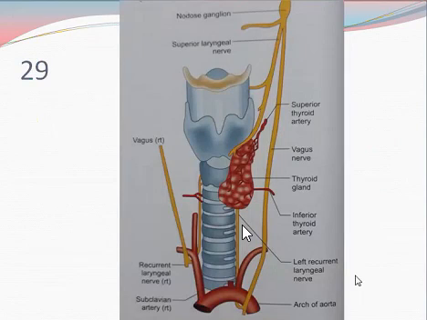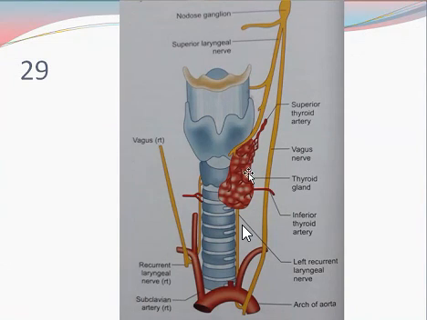This is the larynx and trachea you are seeing. You are seeing here the superior laryngeal nerve, which comes from the vagus. Another one is here, you are seeing the vagus. Again, there is a recurrent laryngeal nerve. This is the left recurrent laryngeal nerve, which curves below the arch of the aorta. But here, it is not going up to the arch of the aorta. That is the difference between the two recurrent laryngeal nerves.